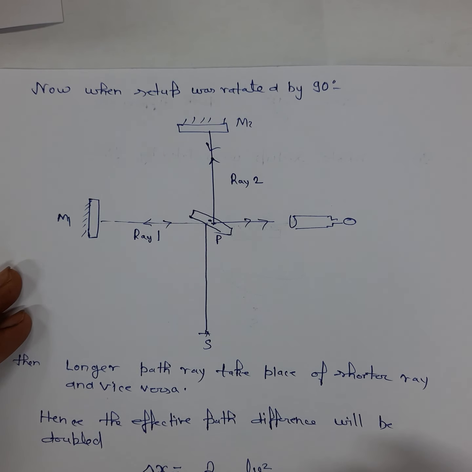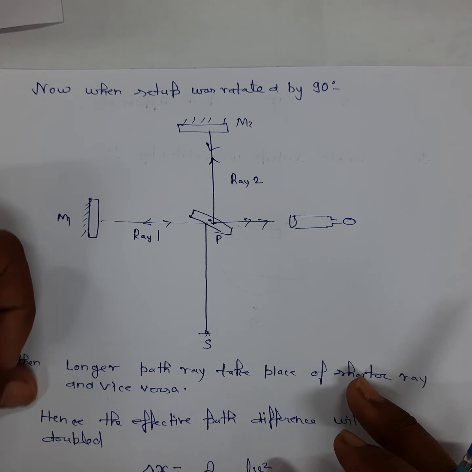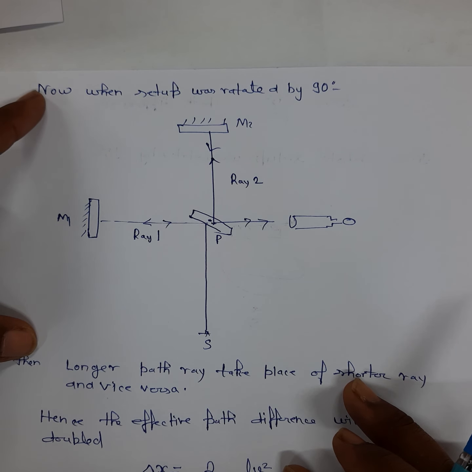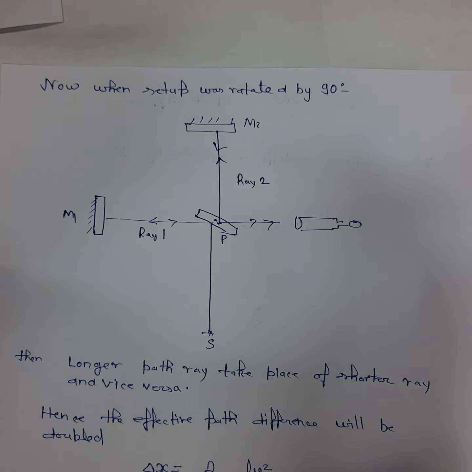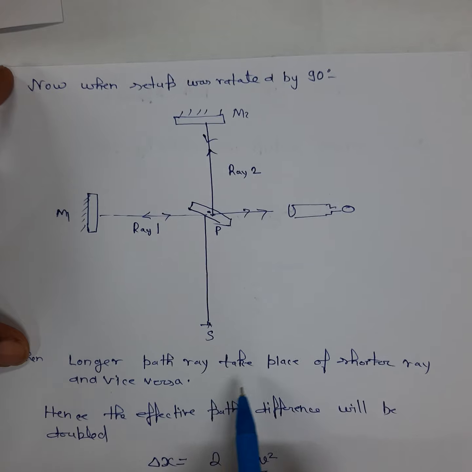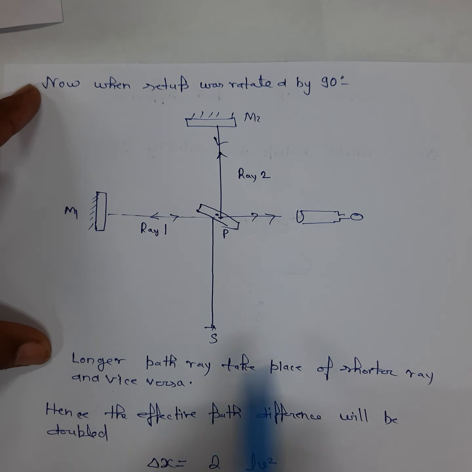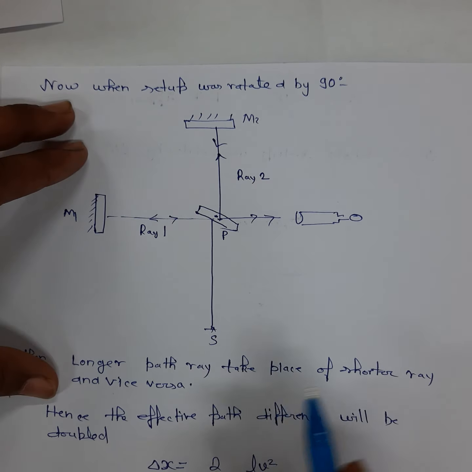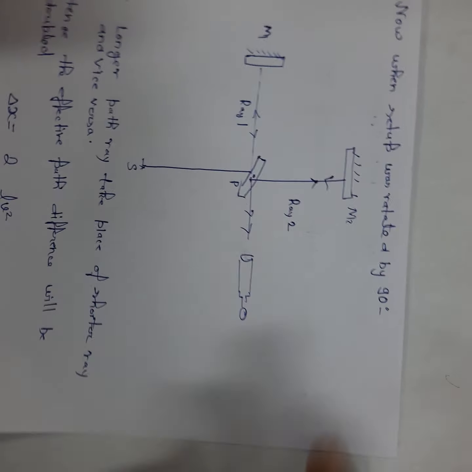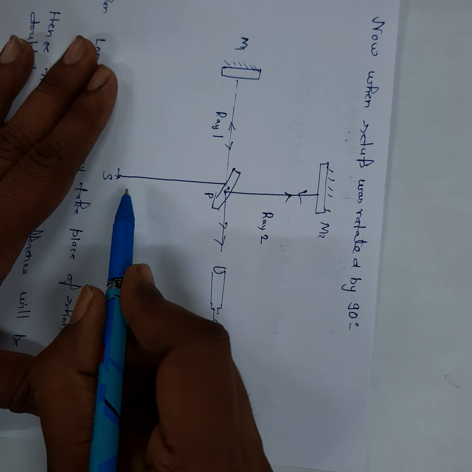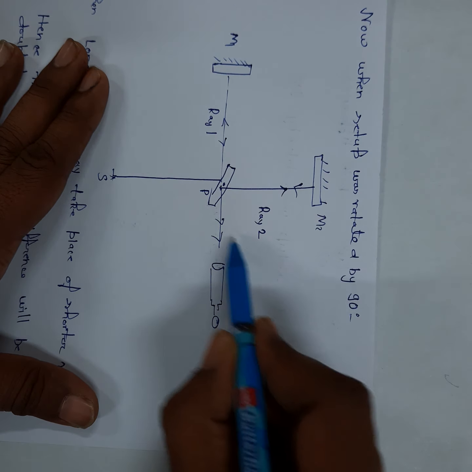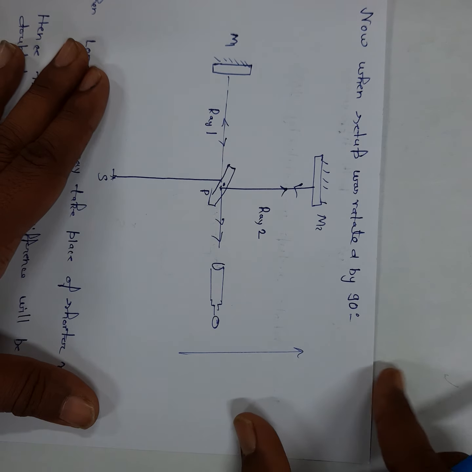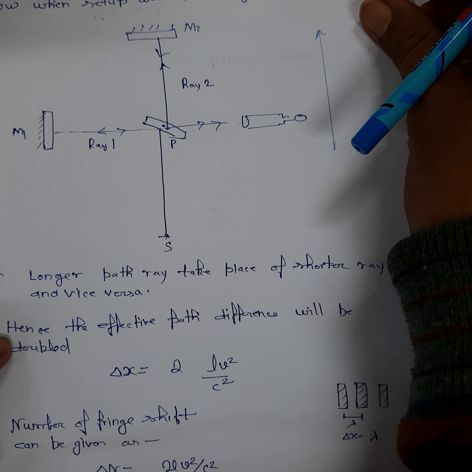So far we have calculated the path difference between two rays. Now what Michelson did, he rotated the whole setup by 90 degrees, so the longer path ray takes the place of the shorter ray and vice versa. The setup was like this: here was the source, here the beam splitter, here mirror M1 and here M2, and the whole setup was moving in this direction. So he rotated it by 90 degrees.